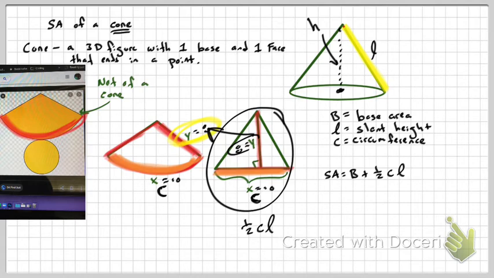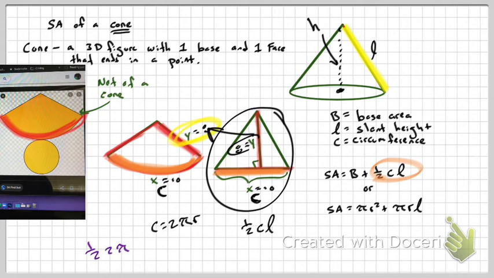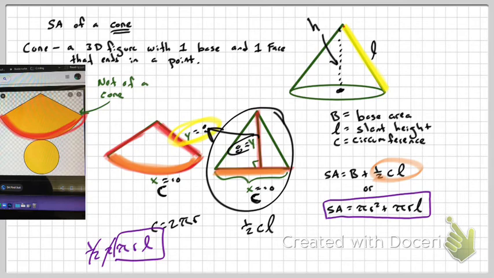But since the formula for circumference is 2 pi r, we can simplify this part into pi rl, because if I were to do this 1/2 times 2 pi rl, the 1/2 and the 2 cross each other off, so we can just simplify it to pi rl. So this is the formula you're going to want to remember for surface area of a cone. And just also remember that the first part is the area of your base, and the second part is the area of your lateral face.